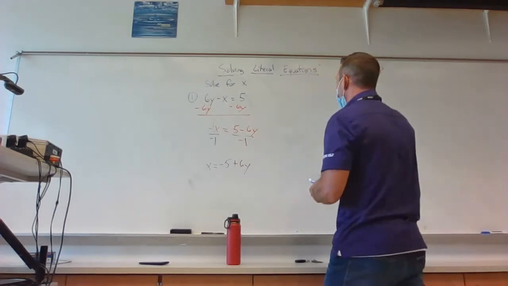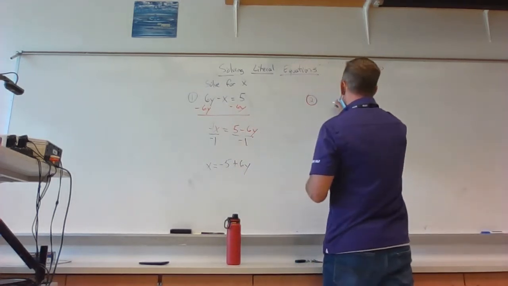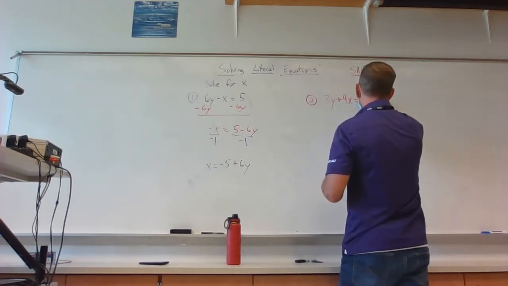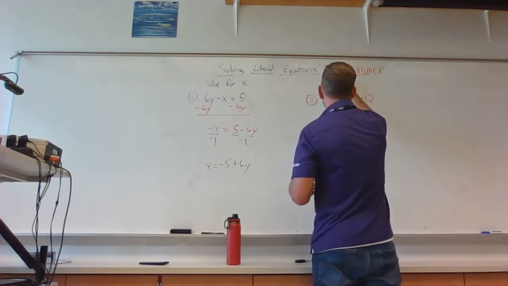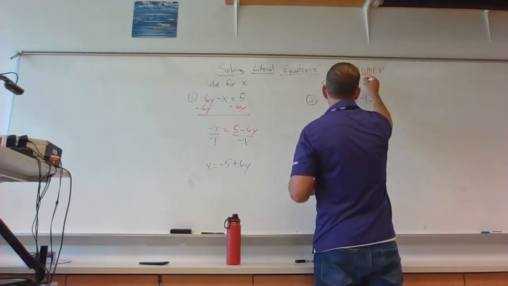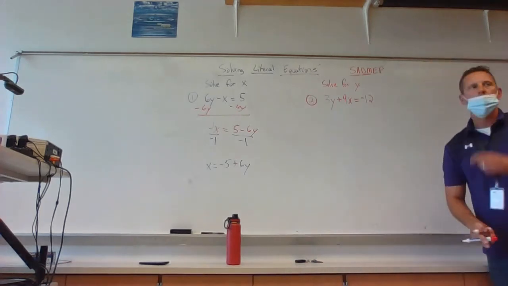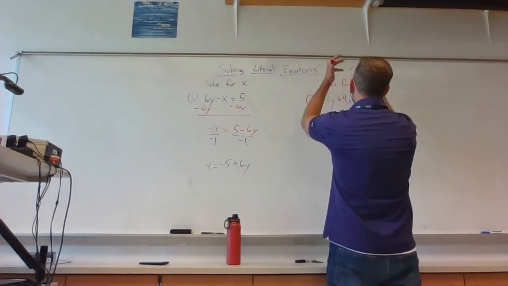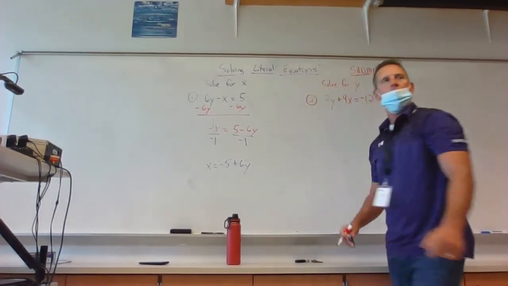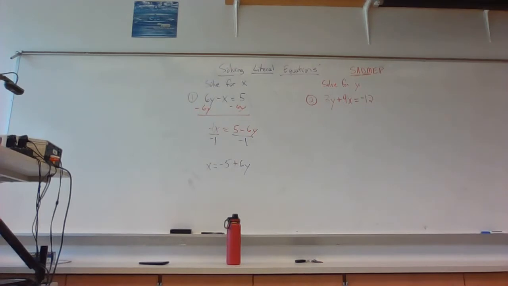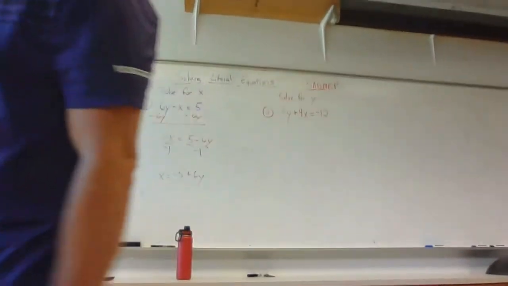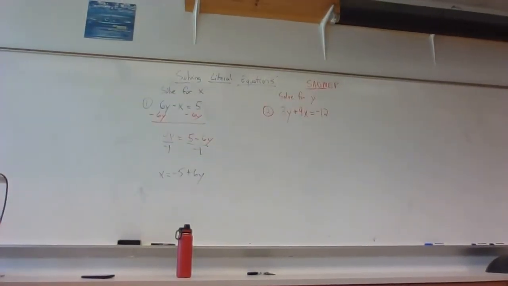Let's do another problem that's just like it. Number 2. Now we're going to solve for y. Which means if we're solving for y, everything's going to be gone from this side except for the y. What are we moving first? What are we moving?